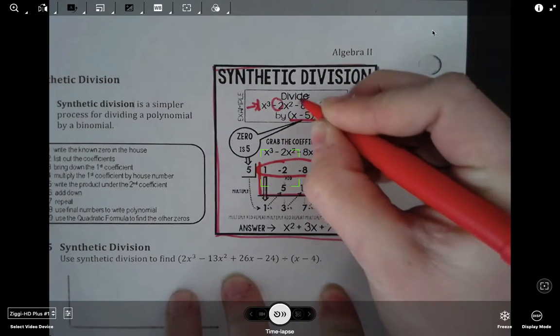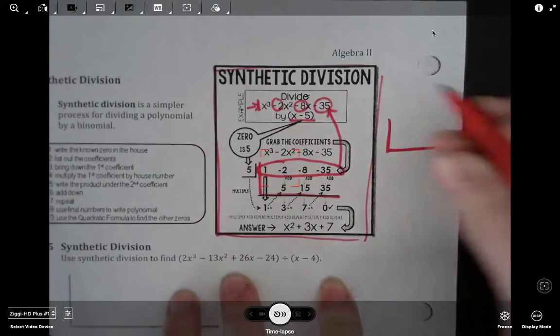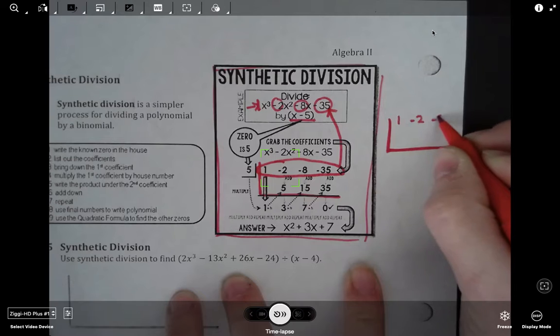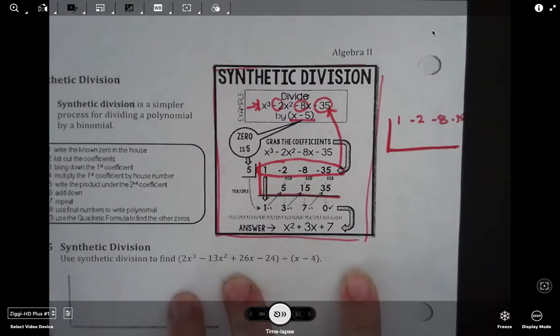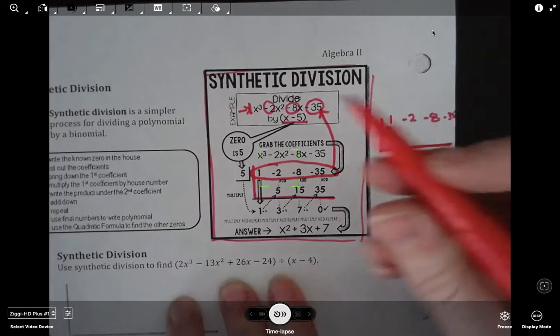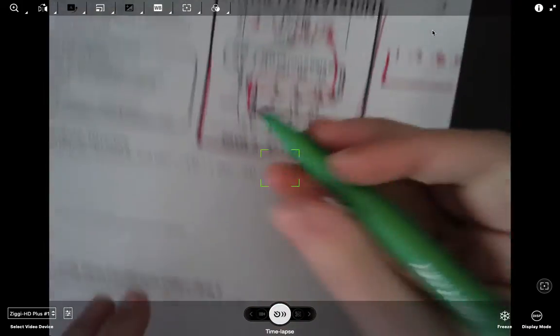So you set it up: 1, -2, -8, -35. I'm running out of room. There you go, so that's how you set it up. Now, you also need this number over here.